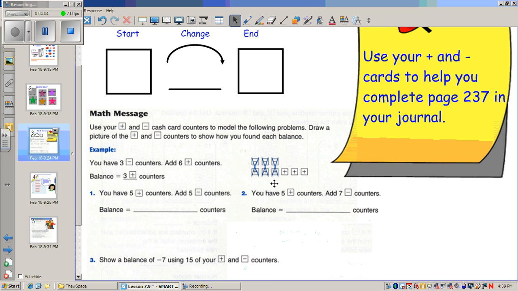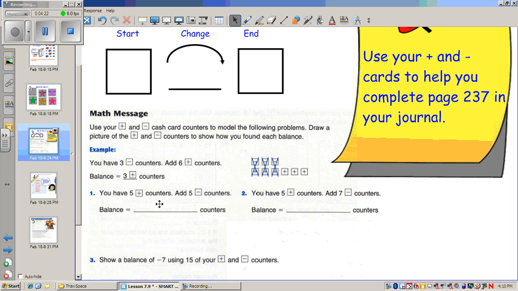And I am left with 3 counters. Okay, on the next one it says you have 5 positive counters and 5 negative counters. Well, those cancel each other out, leaving us with 0 counters.